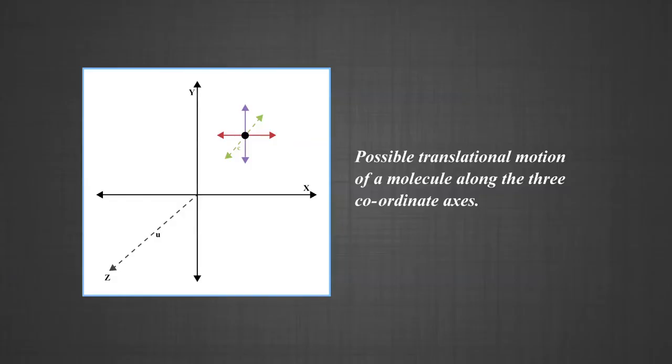So, here if I move a monoatomic molecule, this is the translational motion of a monoatomic molecule. Similarly, this is the translational motion of a diatomic molecule, or this is the translational motion of a triatomic molecule. And shown in the figure are the possible translational motion of a molecule along the 3 coordinate axes.